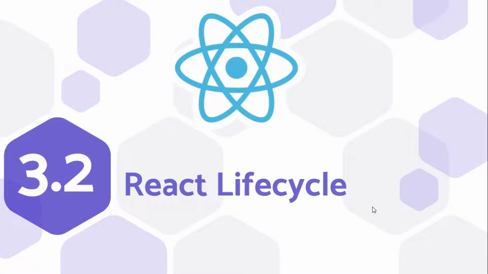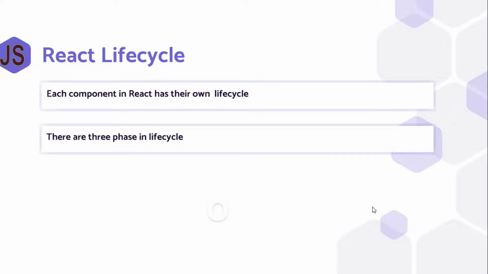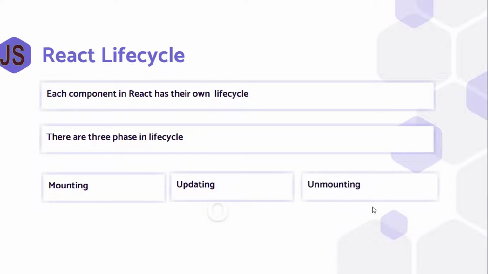In this lecture, we are going to learn about React Lifecycle. Each component in React has its own lifecycle. There are three phases in the lifecycle. First is the mounting phase, second is the updating phase, and third is the unmounting phase. Let us see them one by one in depth.